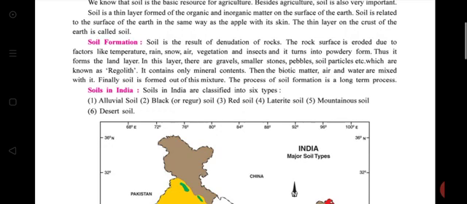It contains only mineral content. Then the biotic matter, air and water are mixed with it. And finally, soil is formed out of this mixture. See students, here is given the whole process of soil formation. So you read and learn how it is made. The process of soil formation is a very long term process.